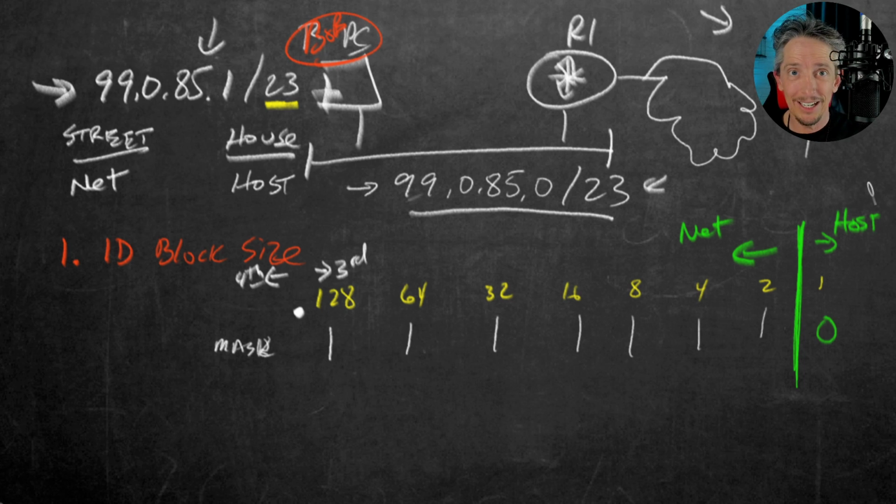And that's because the mask is controlling which part of the IP address is the street and which part of the address is the host, and that's how it does it. So the block size, getting back to our point here, our block size is the value of the least significant bit, which is 2. So our block size is 2. That's the first step, block size of 2.